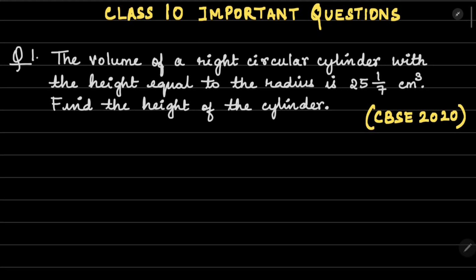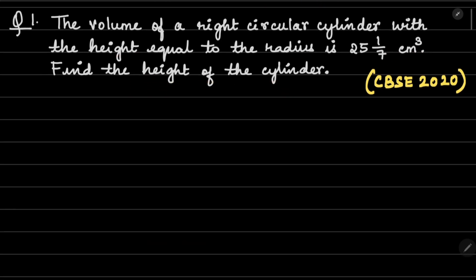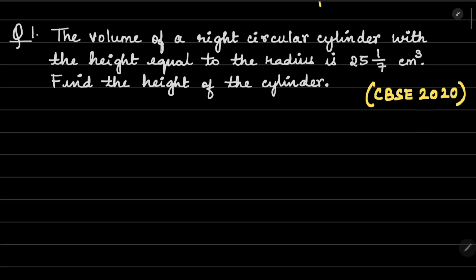So the first question for the day is, you are given the volume of a right circular cylinder with height equal to the radius is 25 1 by 7 centimeter cube. You have to find the height of the cylinder. So whenever you have such questions related to surface area and volume, always make sure you draw the diagram.